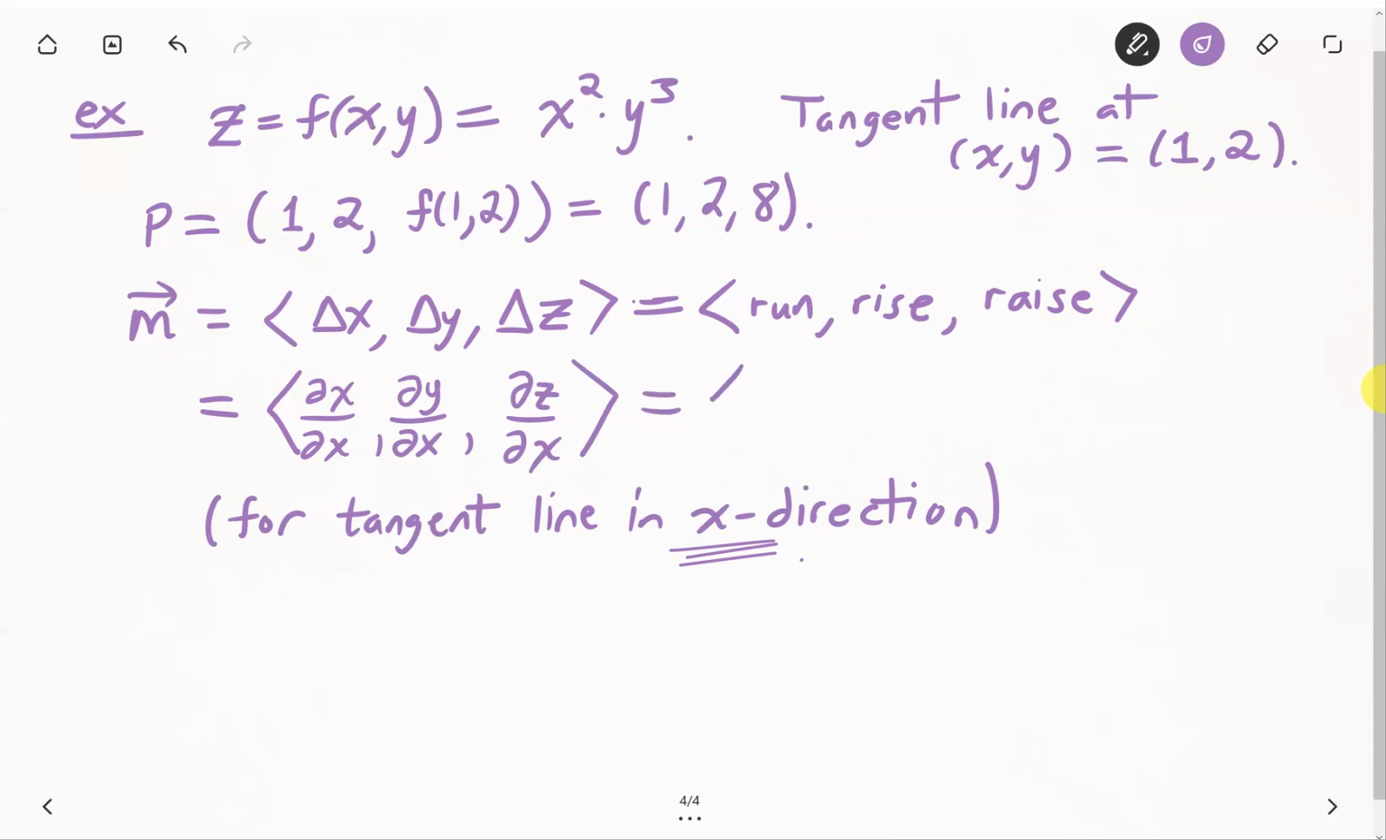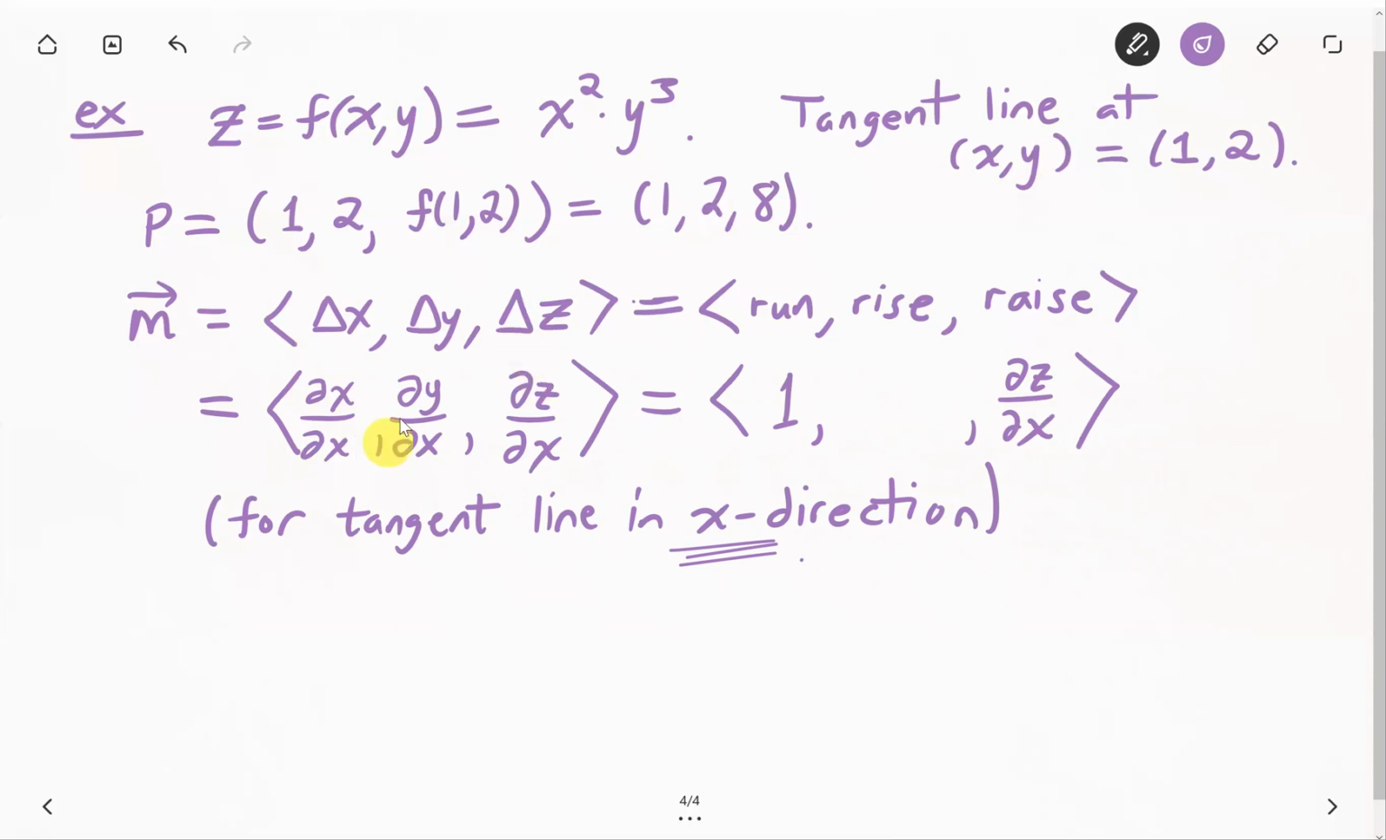And some of these things are actually pretty easy to calculate. In particular, this first component right here, dx over dx, well, that's just 1. Right? The rate of change in x as x is changing is 1. The last component will require a little bit of calculation, not too bad.